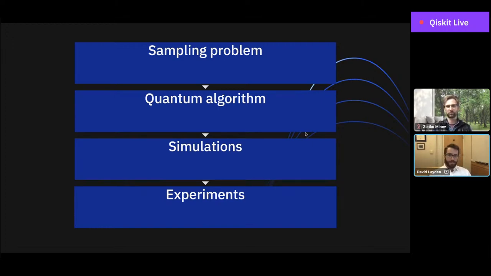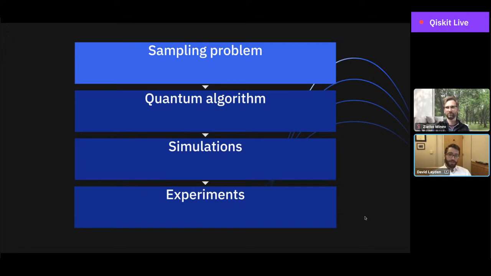So my talk is going to be broken down into four parts, and I figure I can maybe pause for questions after each one. So the first part has to do with this problem of interest, which is a sampling problem. I'm going to start by introducing this as well as some of the classical algorithms that are currently used to solve it. These will lay the foundation for our quantum algorithm, which we'll then take for a test drive using both simulations and finally experiments on our superconducting quantum devices.